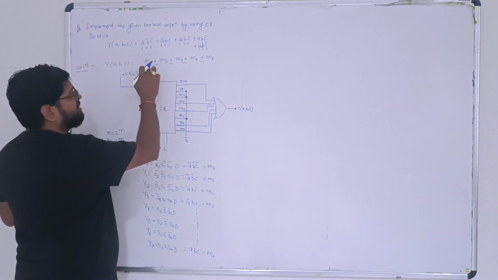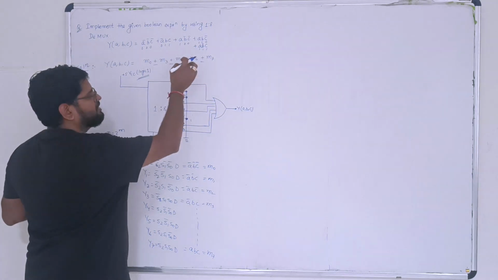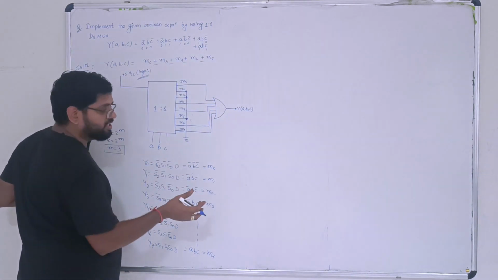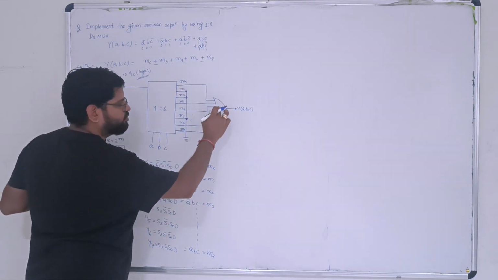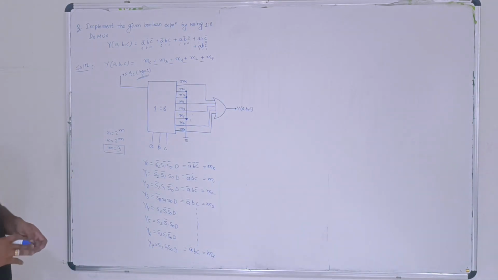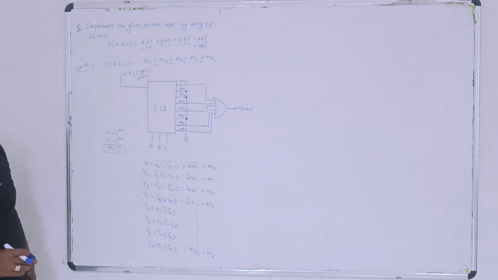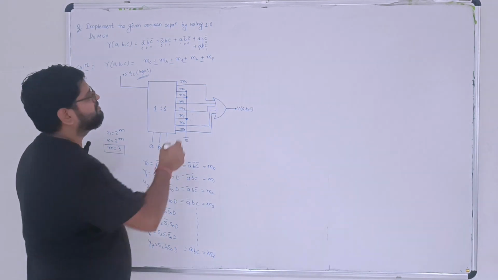Now, M0, M3, M4, M6, M7 are present and they are added, so they must be connected to an OR gate. So we have connected them to an OR gate, and that is why that comes as the output. I think all of you must have got how to implement a Boolean expression by using a 1:8 mux, DMUX, sorry.